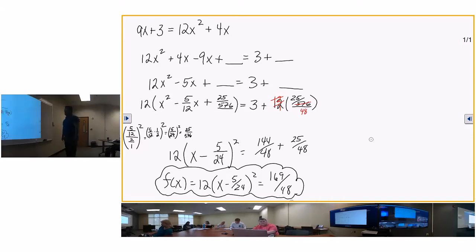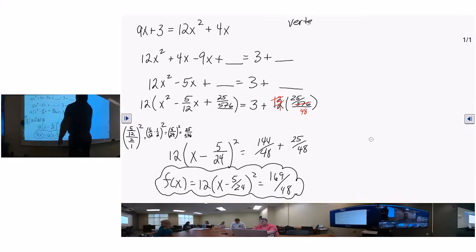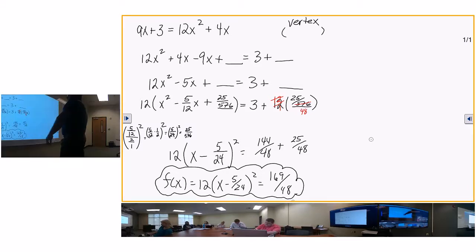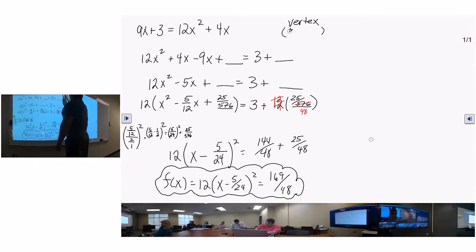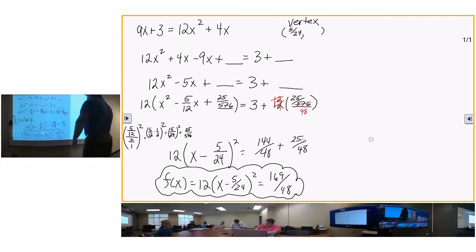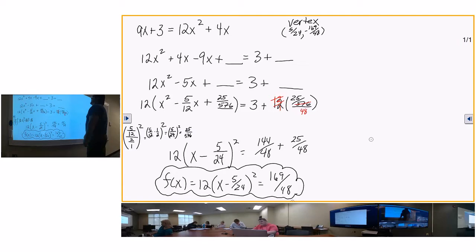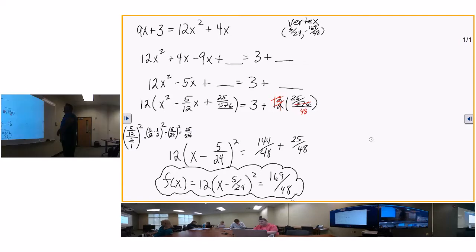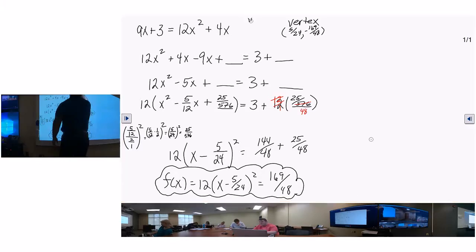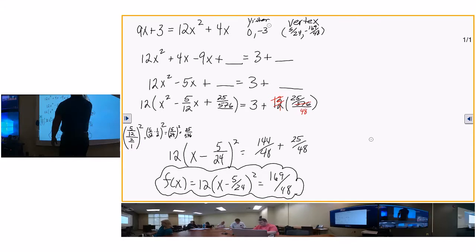Now the vertex, and I'll go ahead and write the vertex up here. The vertex of this system, for those that are listening, is 5 over 24, comma, negative 169 over 48. All right, that's the vertex. We know that the y-intercept is 0, negative 3.